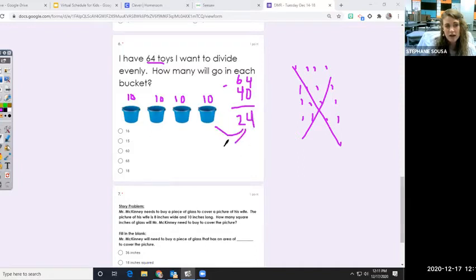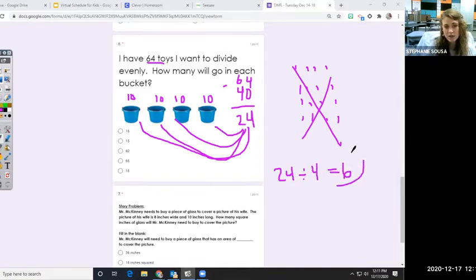Now I can divide 24 into the 4 buckets. And I know that 24 divided by 4 is equal to 6 because I'm getting good at my fact fluency. So I'm going to put 6 inside of each bucket. So altogether, each bucket has 16 items inside of it.